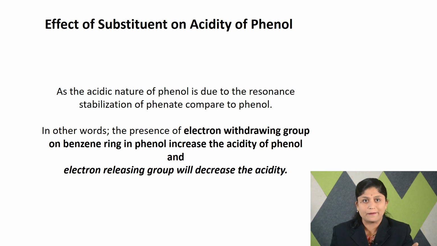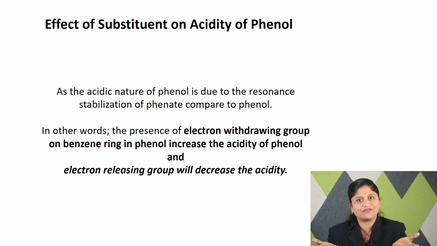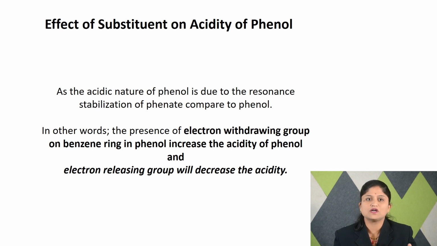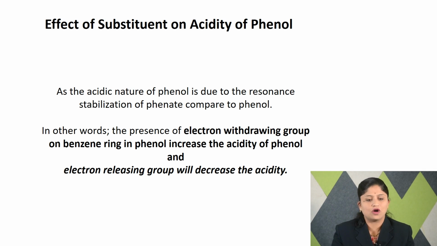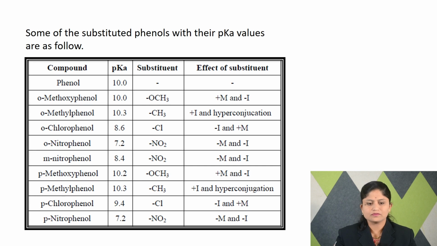So when we compare the phenoxide ion with phenol, the phenoxide ion is more stable than the phenol molecule. In other words, we can say the presence of an electron withdrawing group in the benzene ring increases the acidity of phenol, whereas the presence of an electron releasing group decreases the acidic property shown by the phenol nucleus.